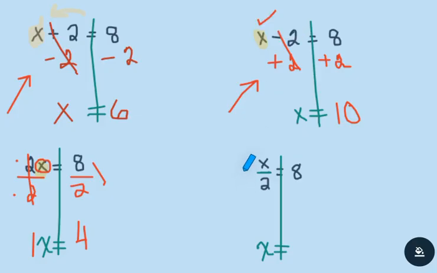The opposite of divide by 2 is multiply. Be very, very careful about where you put that multiply by 2. It's very important that you put the 2 up at the top so you can cancel diagonally. Now you're just left with x over 1, which is 1x, and it equals 8 times 2, which is 16.